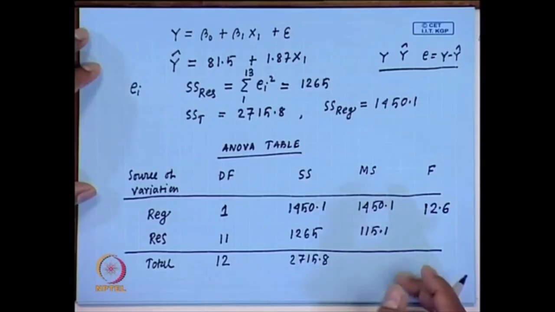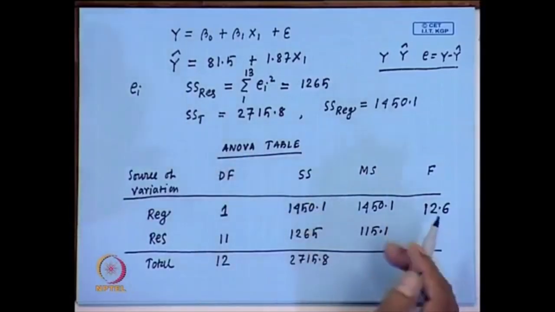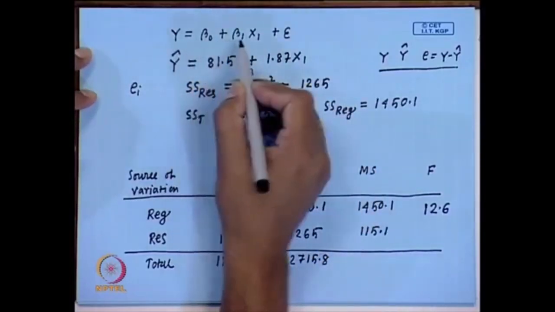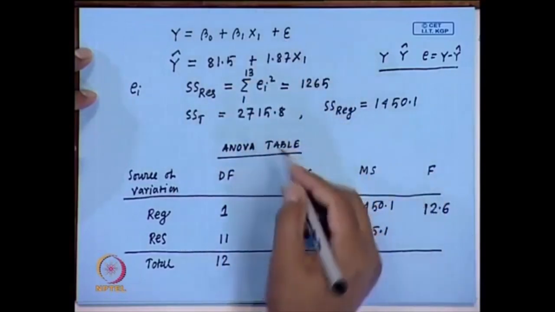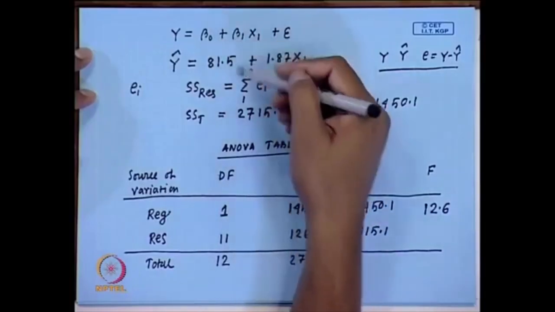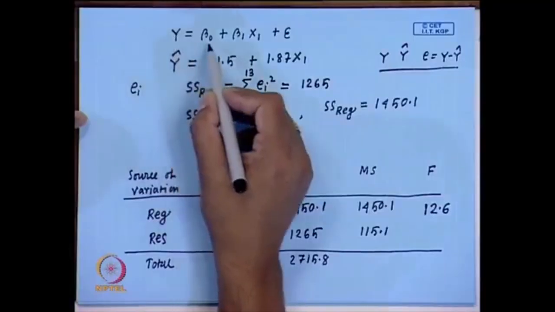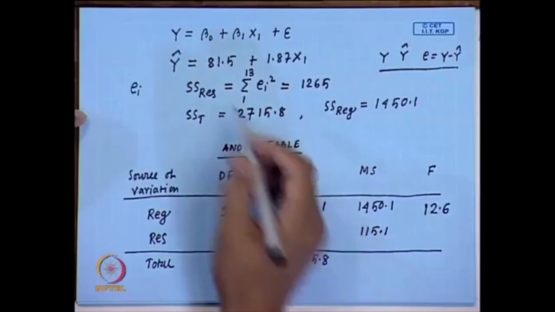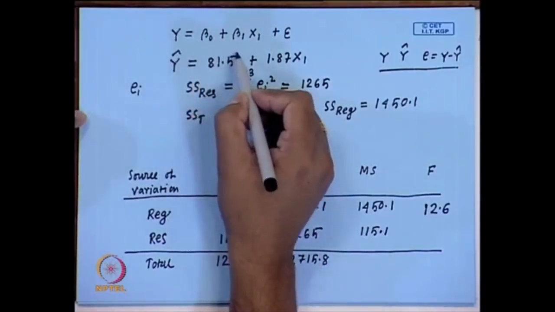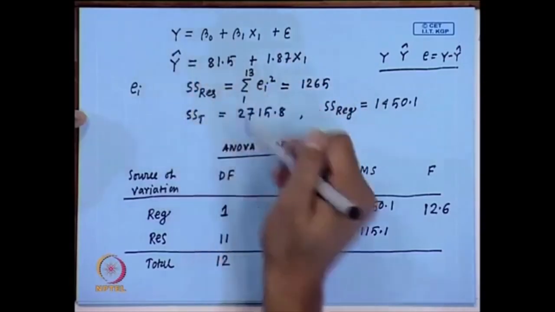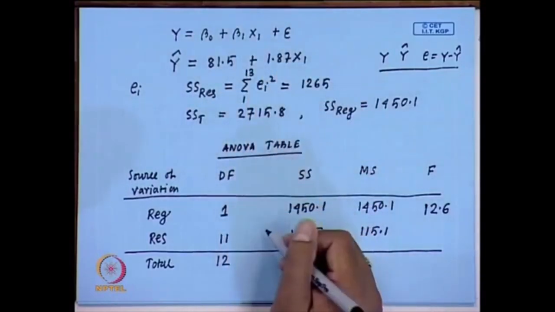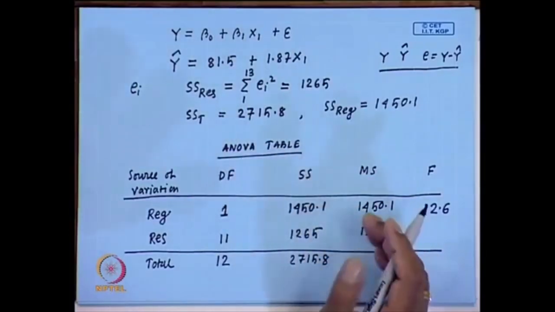Well, so what I want to say here is that this ANOVA table is associated with the model y equal to beta naught plus beta 1 x 1 plus epsilon. Similarly, you have to fit the other models involving one regressor variable, that means y equal to beta naught plus beta 2 x 2 plus epsilon. For that model you will get another ANOVA table. Similarly, you fit y equal to beta naught plus beta 3 x 3 plus epsilon, you will get another ANOVA table, and y equal to beta naught plus beta 4 x 4 plus epsilon, you will have the ANOVA table associated with that model.